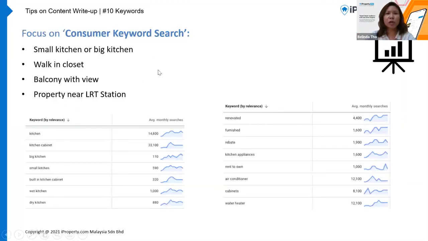Another thing that I want to share with you is also a consumer keyword search, like even a keyword such as small kitchen. Surprisingly, there are also people who want to search for it, with a very high number of searches. Big kitchen, of course, we know. Walk-in closet, balcony, review, property near LRT stations. So all these keywords, you can also take a snapshot. It helps. Please insert these kinds of keywords as and when possible in your description.